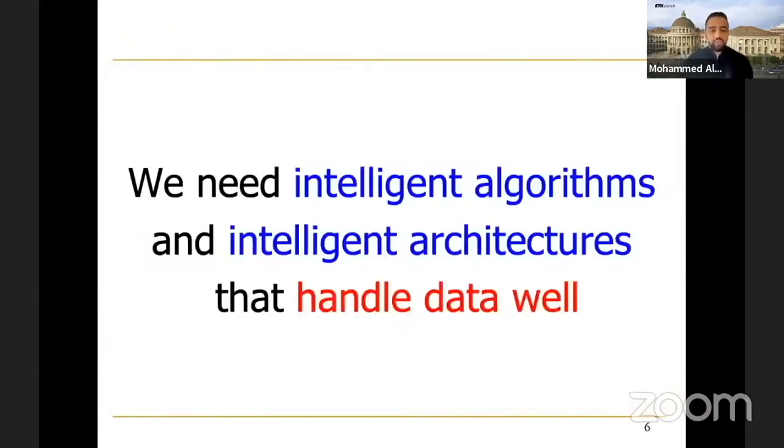All right, the main conclusion of this talk is that we need intelligent algorithms and intelligent architectures that handle data well. What does that mean? If you would like to reap the greatest benefit out of your algorithm, you need to implement it in hardware. And the same thing, if you would like to get the highest benefits from your hardware, you need to design an algorithm that understands the hardware. Why is that? Because sometimes in the architecture, there are instructions that can do the same thing that you are thinking to do, but very efficiently. So your algorithm should be aware of these tricks in your hardware.